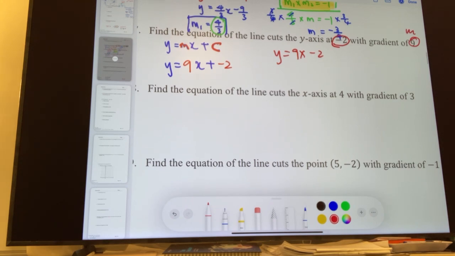Okay, then the next one. This time we don't have the y-intercept. We do have the gradient. So now the new formula I want you to remember by heart from here on is this one. y minus y1 equal to m times x minus x1. Remember by heart. Highlight this.